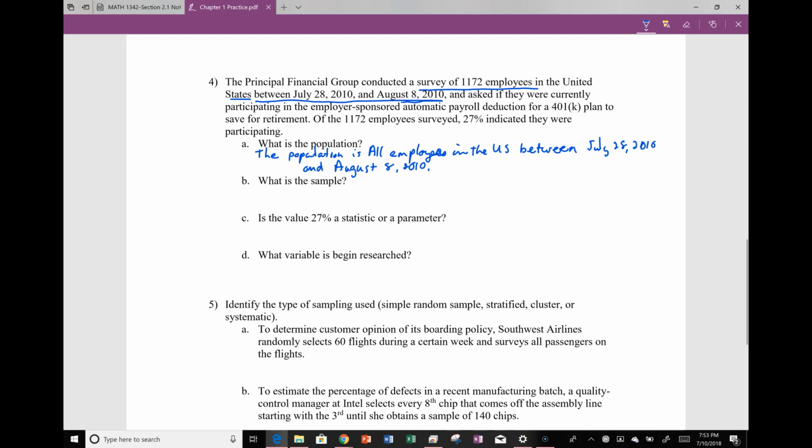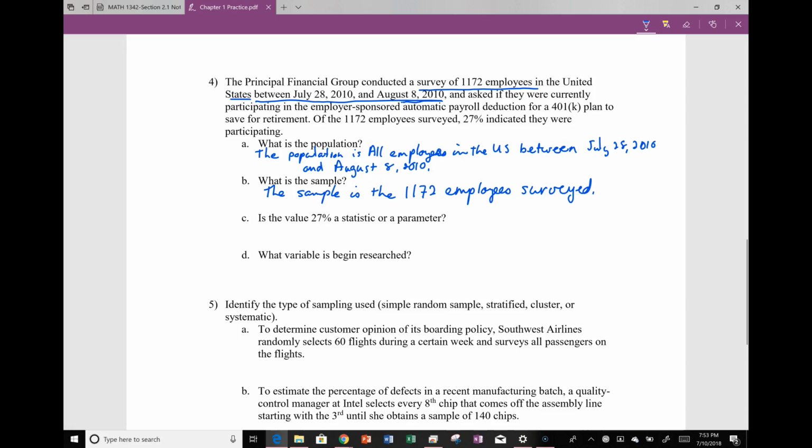This particular survey is very specific about when they started, when they did not. Those are the only people that they are looking at. Therefore, our population is only those people that they are looking at. Okay? The sample is the 1,172 employees surveyed. So they are the ones that were asked the questions.